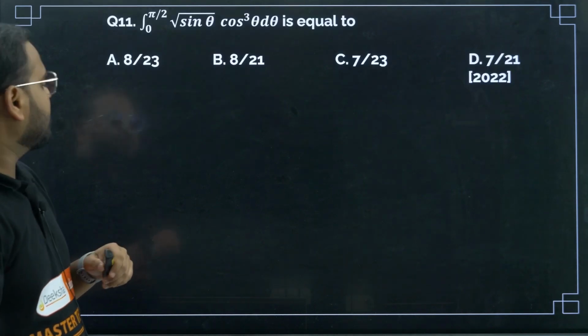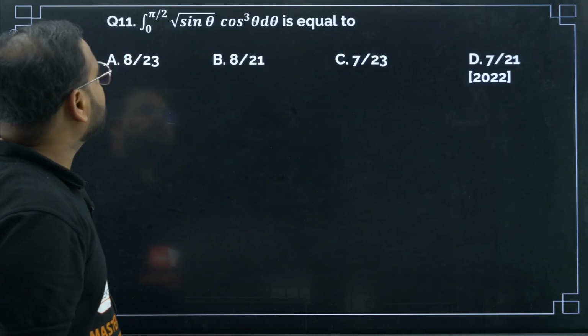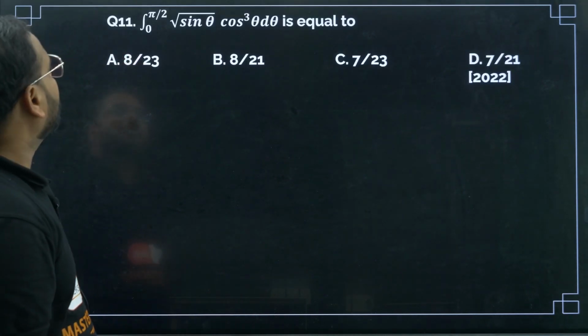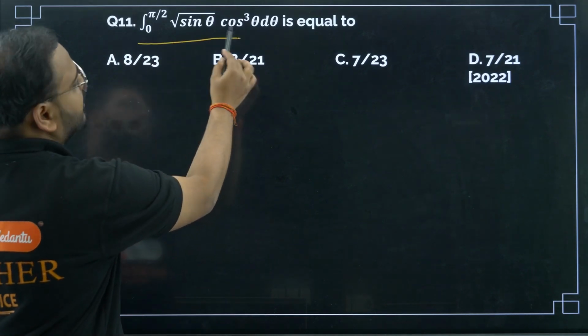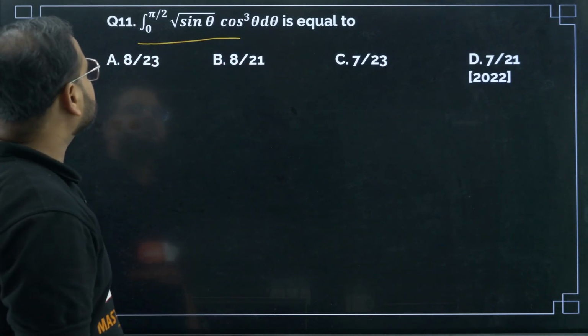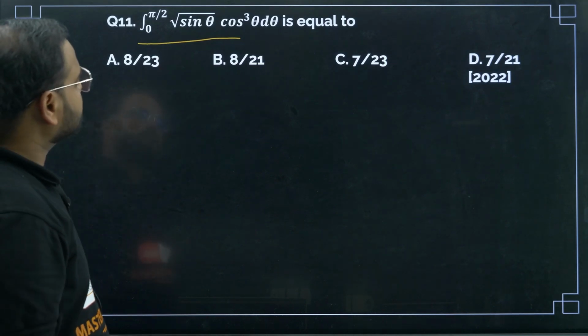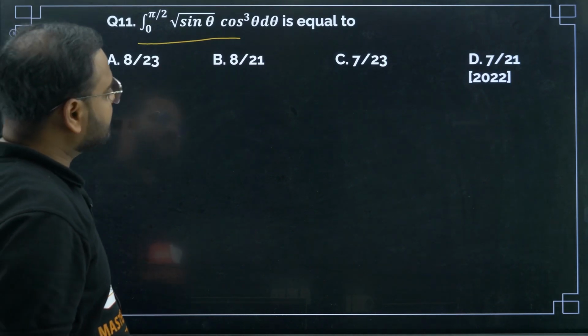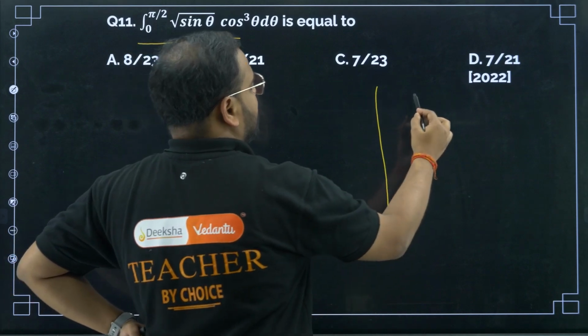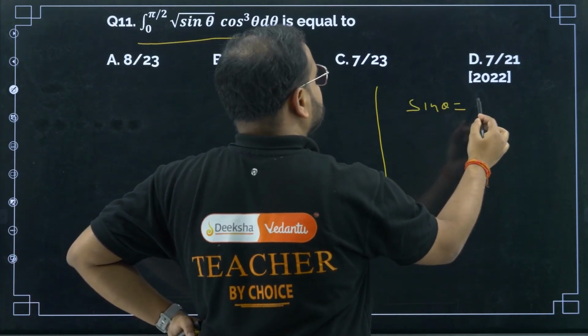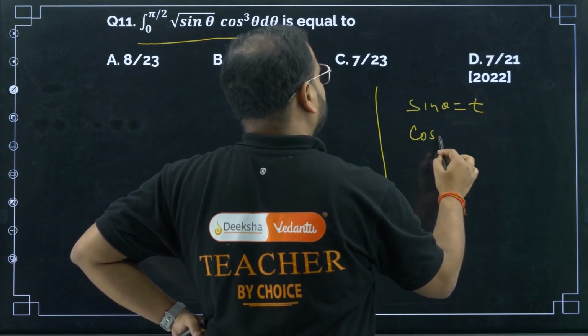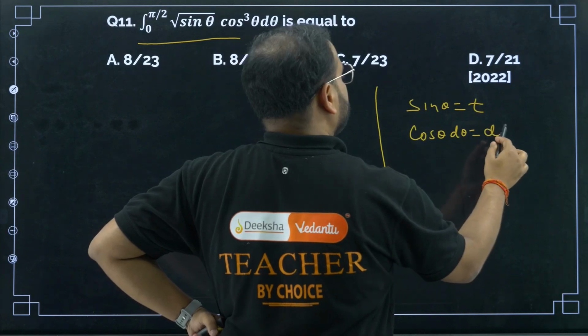Moving on to question number 11. This is again a simple problem, asked in 2022. How will you solve this? Please see, I can take sine theta as t. So I'll get cos theta d theta equals dt.